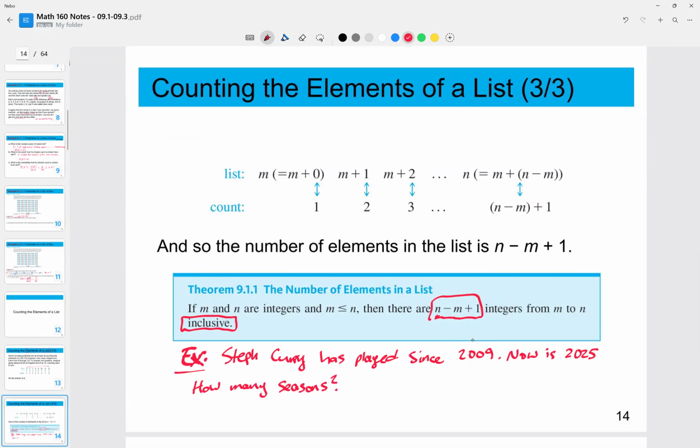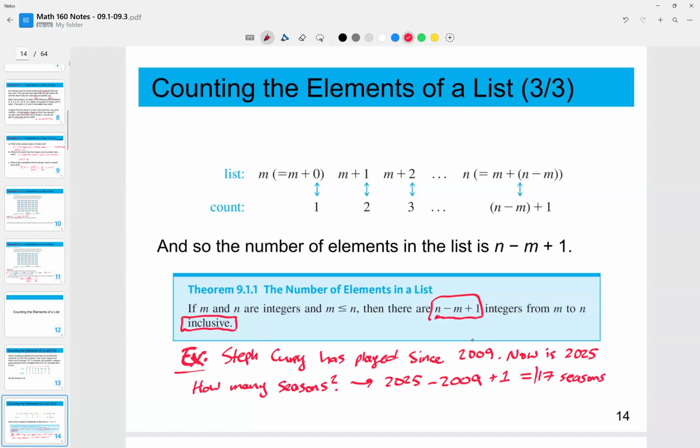Well, then you would just take 2025 and subtract 2009. Now, you might think naively that would be the answer. So 2025 minus 2009, and that would be what? 16, right? But the answer is actually 17 because you need to add 1. So it'd be 16 plus 1, which is 17 seasons.